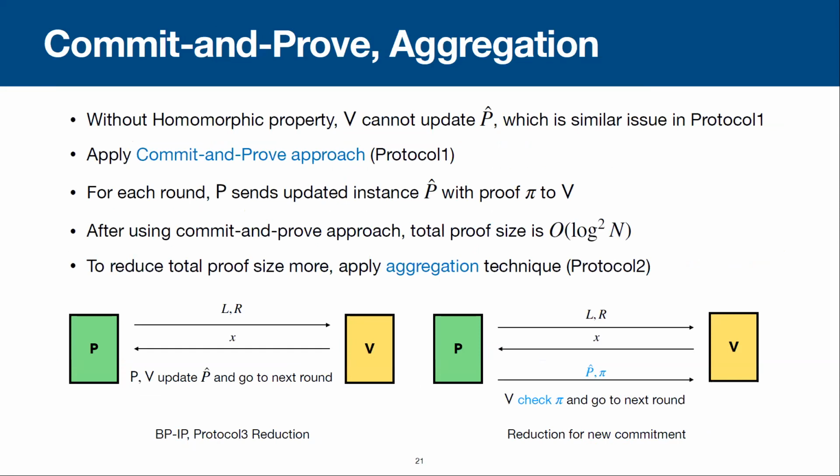Without the homomorphic property, the verifier cannot update P hat, which is similar to protocol 1. So we apply the commit and prove approach similarly to protocol 1. Then for each round, the prover sends the updated instance P hat with proof pi to the verifier. After using the commit and prove approach, the total proof size is O(log squared n). To reduce the total proof size more, we apply the aggregation technique like protocol 2.